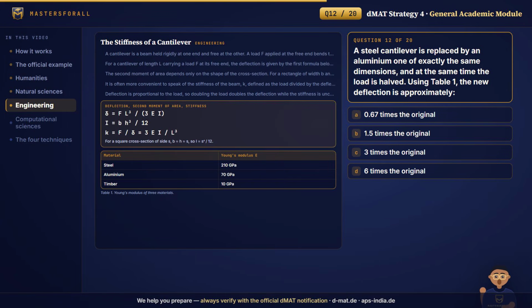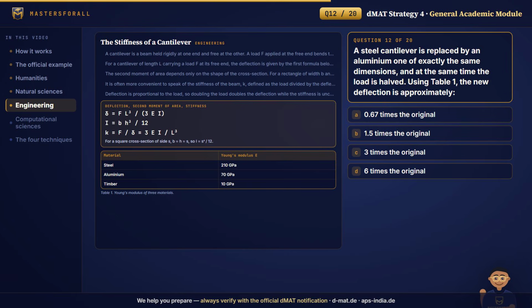Question 2. A steel cantilever is replaced by an aluminium one of the same dimensions and at the same time the load is halved. Using the table, the new deflection is about A. 0.67 times, B. 1.5 times, C. 3 times, D. 6 times.